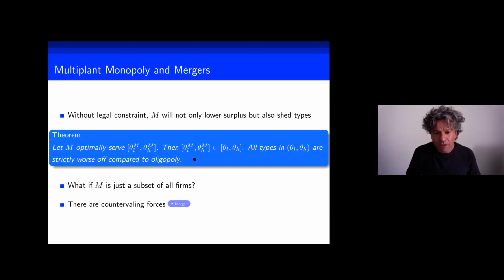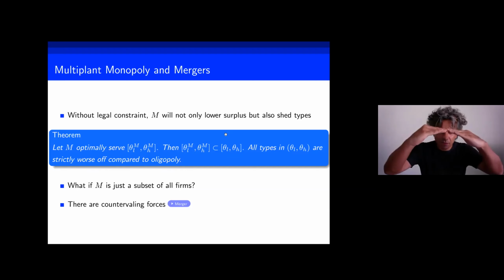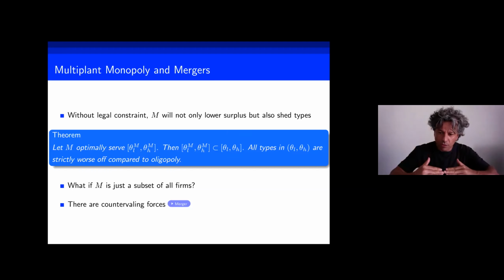On the one hand, the result that I just presented, that is embedded in this theorem, is that M, the direct effect is that it will lower surplus to everybody and reduce the interval of types that it will serve. Given that, other firms now are tempted also to lower the surplus, since they face a lower surplus competition from the merged firm, and that would lead to every firm lowering surplus and all types being worse off. What is the countervailing force?